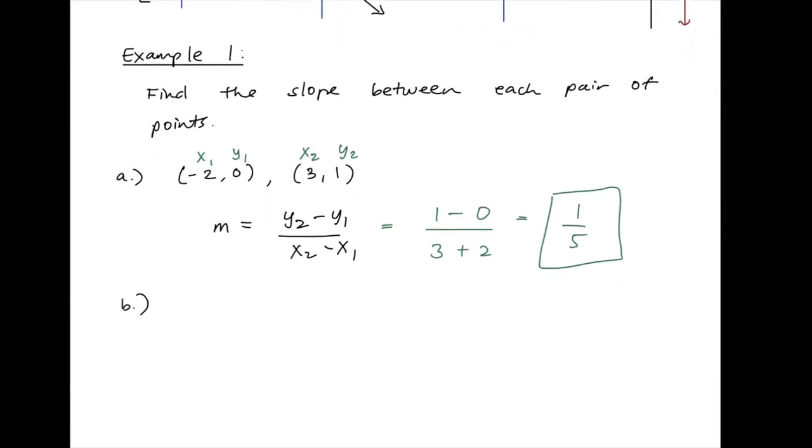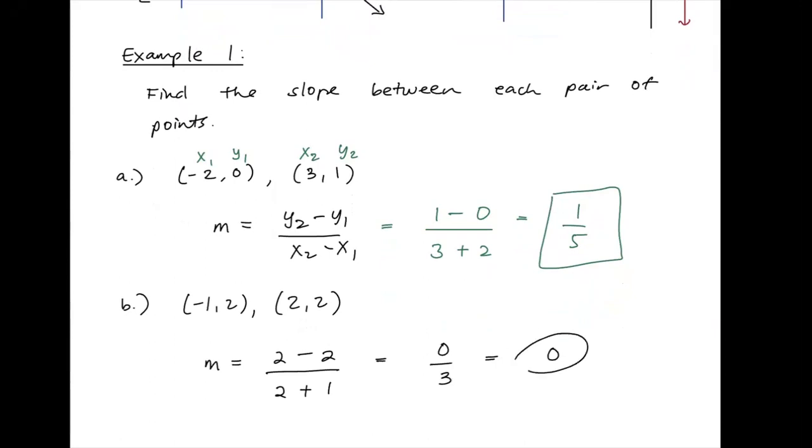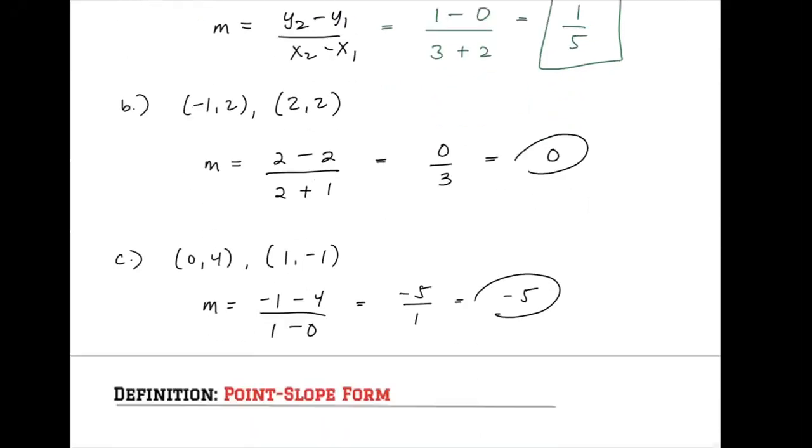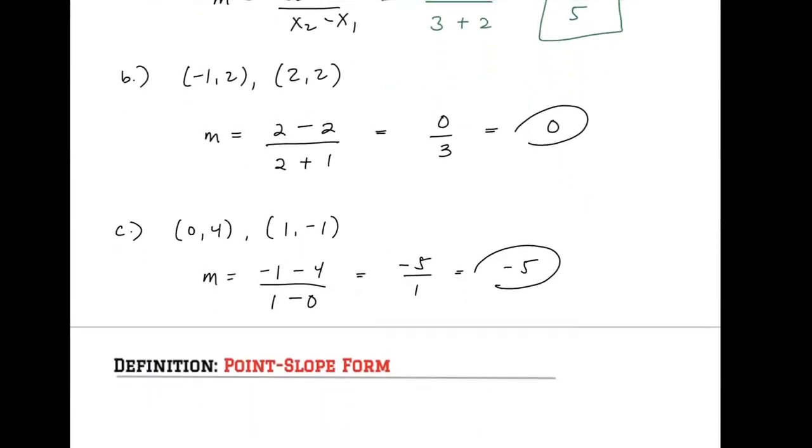For B, we have -1, 2, and 2, 2. So m is equal to 2 minus 2 all over 2 minus -1, same thing as 2 plus 1. Simplifying, you get 0 over 3, which is 0. For part C, 0, 4, and 1, -1. So m is equal to -1 minus 4 all over 1 minus 0, which is -5 over 1, which is -5. And we're out of space.